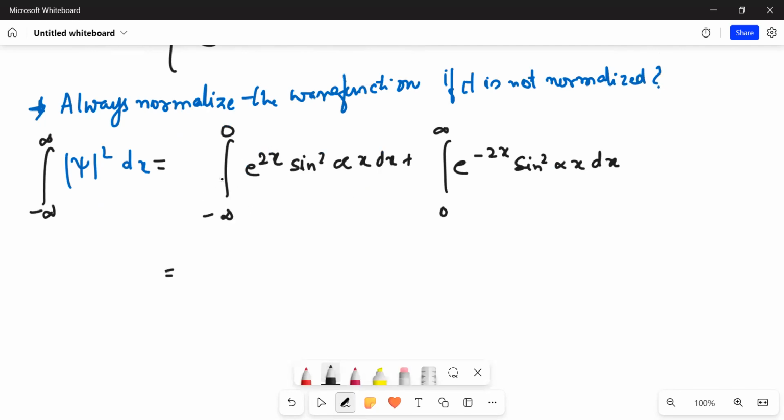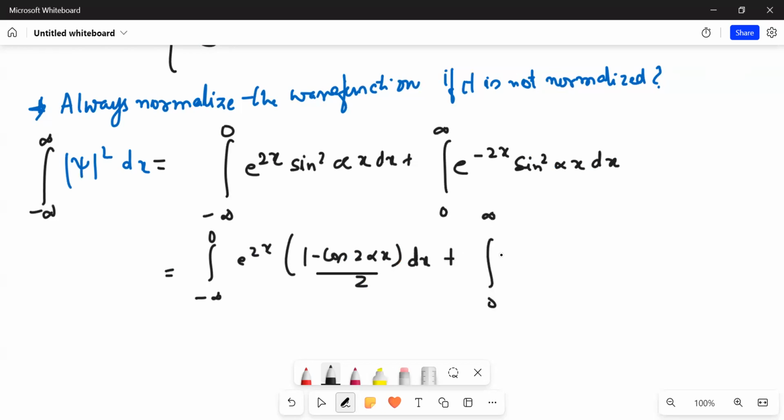And you can take even negative common from here. So if you take x equal to minus x, one thing easier you can do is write it as minus infinity to 0 e to power 2x, and then I can write (1 minus cos 2 alpha x) divided by 2 dx. Fine. And here also I can do the same, e to power minus 2x, and this would be (1 minus cos 2 alpha x) divided by 2 dx. Fine.